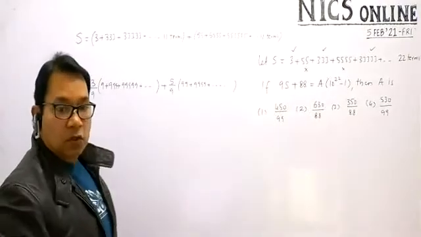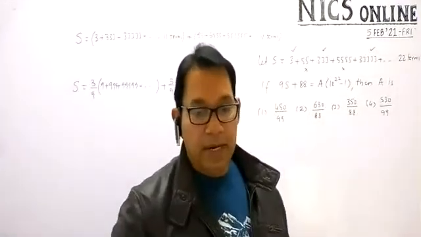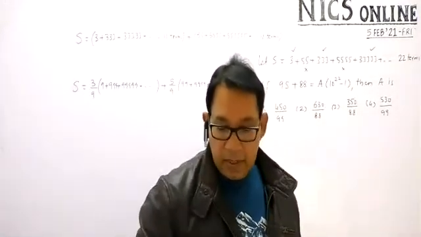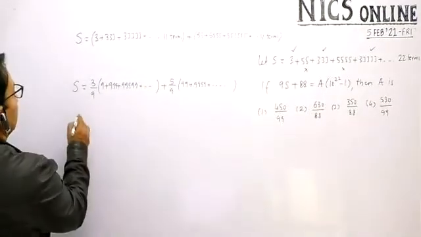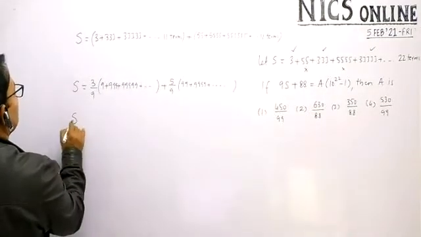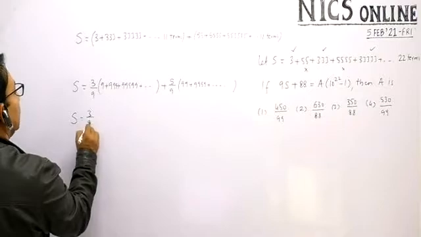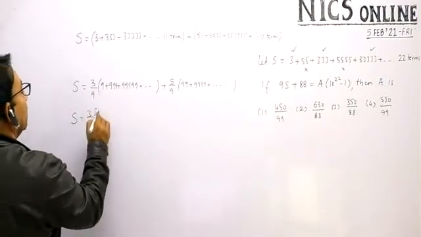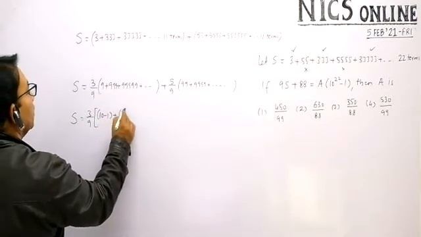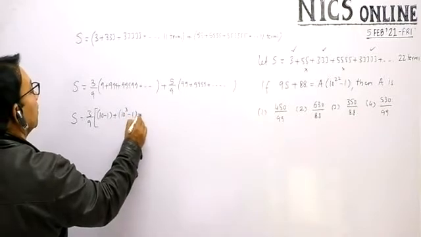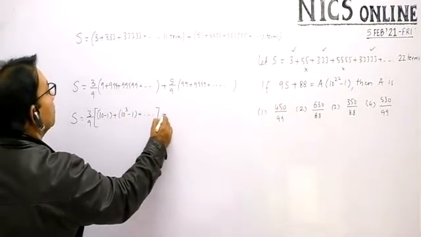Okay. So in the first sequence, we take 3 common, multiply and divide by 9. Second sequence, we take 5 common, multiply, divide by 9. Then this would be 3 by 9. 9 I can write as 10 minus 1. 1000 I can write as 10 to the power 3 minus 1. And so on. There'll be 11 terms.